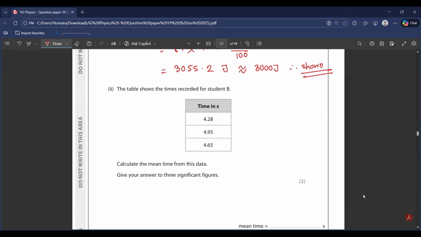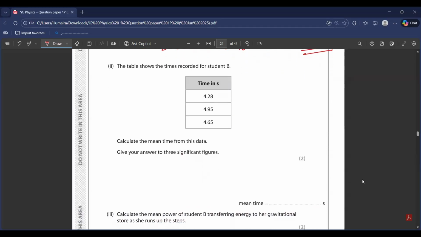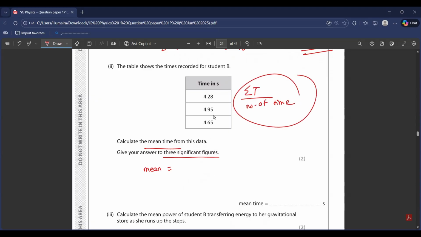Okay. The table shows the times recorded for student B. These are the 3 times that are recorded. Calculate the mean time and give your answer to 3 significant figures. Mean formula is the summation of all the times divided by the number of times, right? This is the formula for an average. So here it would be 4.28 plus 4.95 plus 4.65 divided by 3.